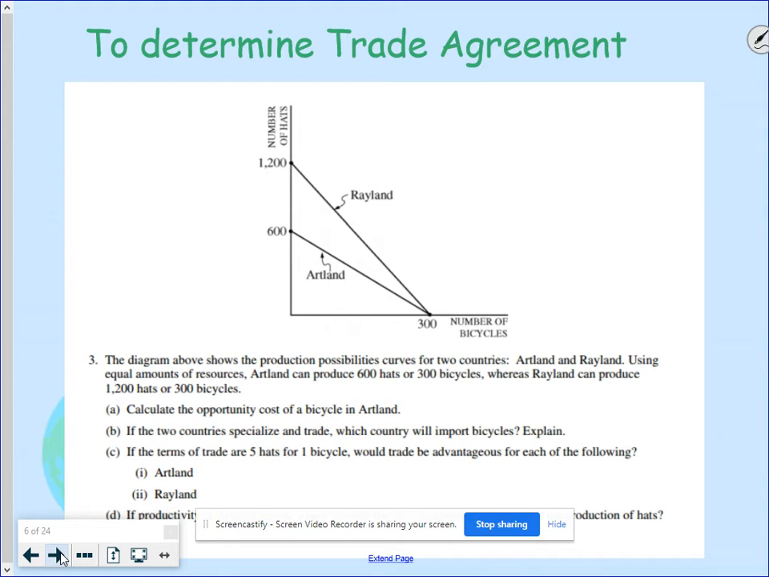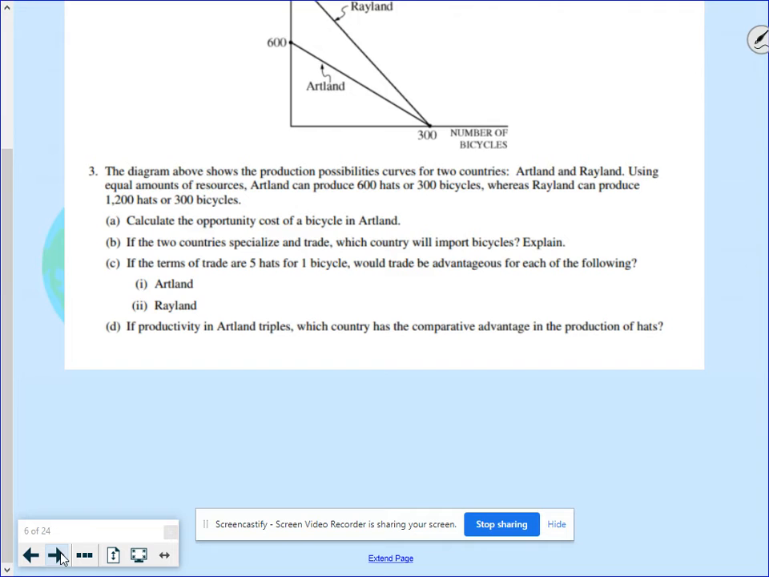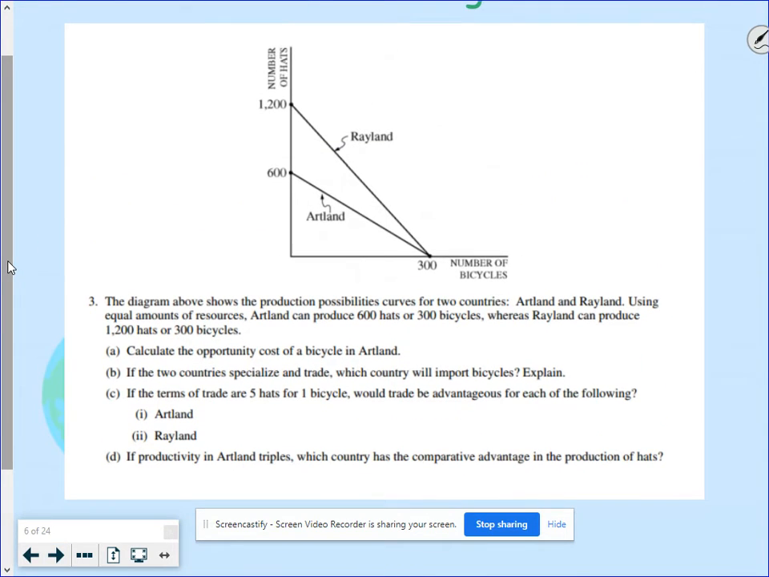Okay, now that you guys are all in your spots, I'm going to read you the FRQ. This was given a few years ago, I think, if I remember correctly. This diagram shows a PPC curve for two countries, Artland and Raylan. Using equal amounts of resources, Artland can produce 600 hats or 300 bicycles, whereas Raylan can produce 1,200 hats or 300 bicycles. A, calculate the opportunity cost of a bicycle in Artland.